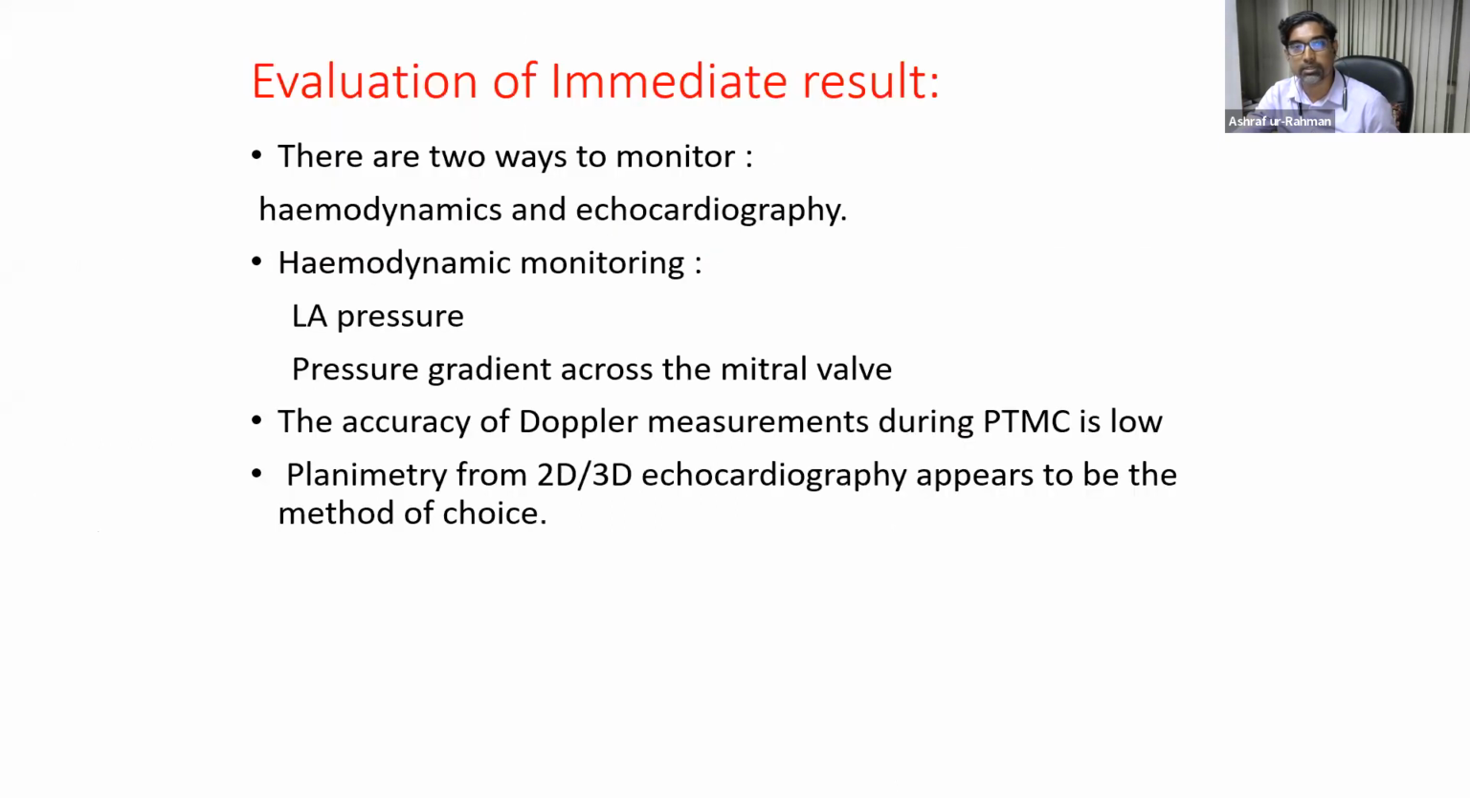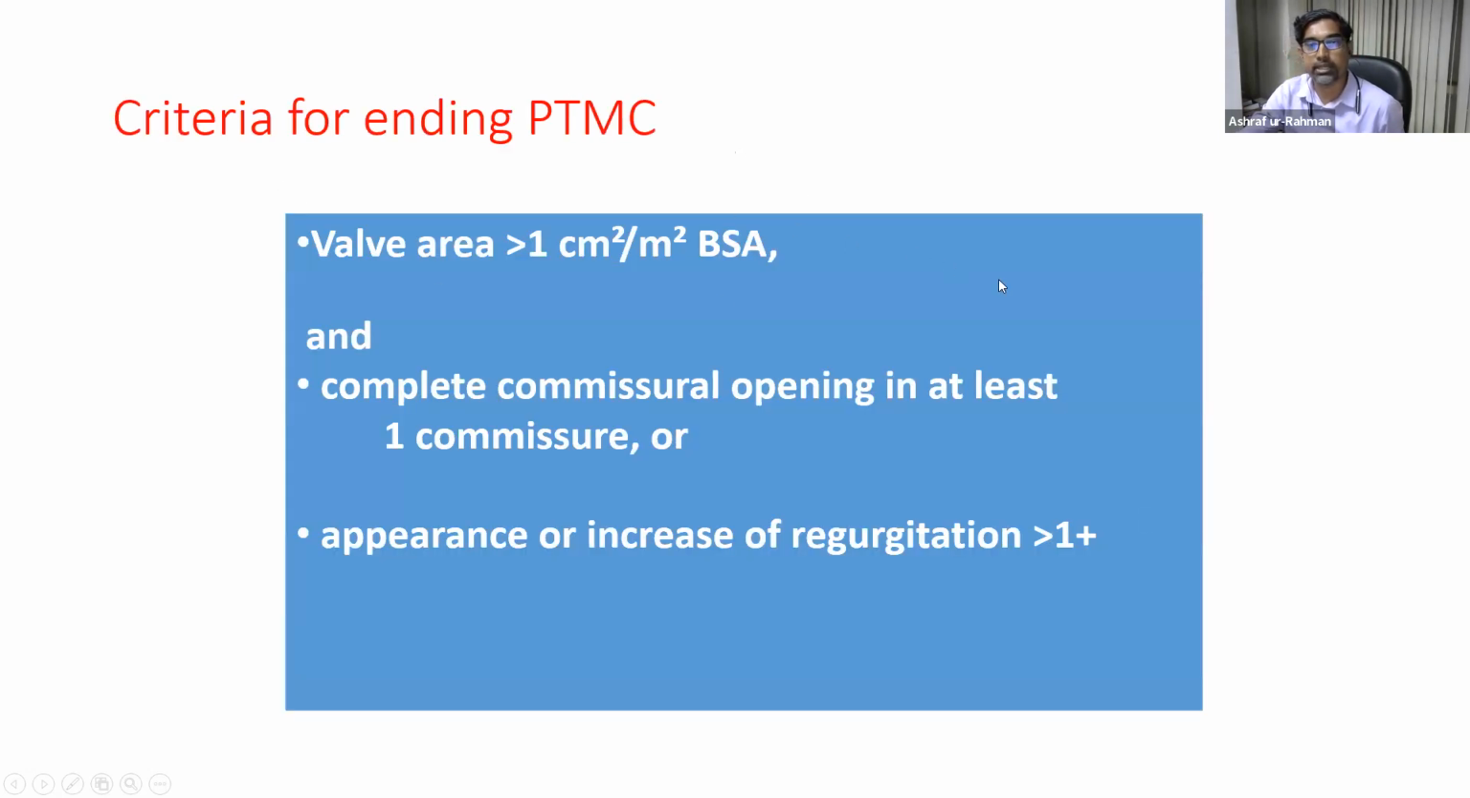Immediately after PTMC, we have to monitor the hemodynamics and the LA pressure also. The accuracy of Doppler measurement during PTMC is low, so we have to look at the LA pressure, and we have to look at the planimetry, that means the mitral area, whether it has increased more than 2 times the baseline value or not. So these are the criteria for ending PTMC. Valve area should be more than 1 centimeter square per meter square body surface area, or more than 2 times the baseline value. And if there is complete commissural opening in at least one commissure, we have to end the PTMC.